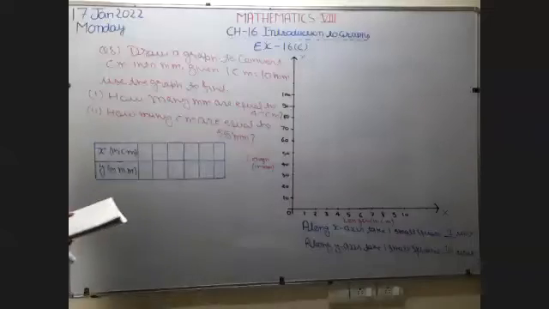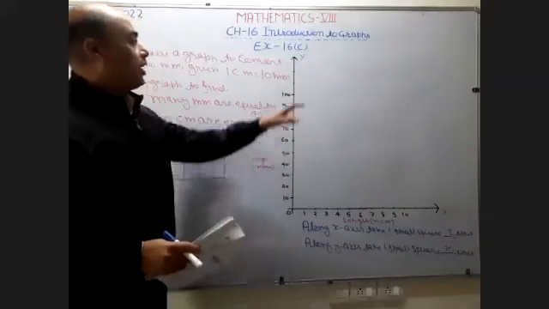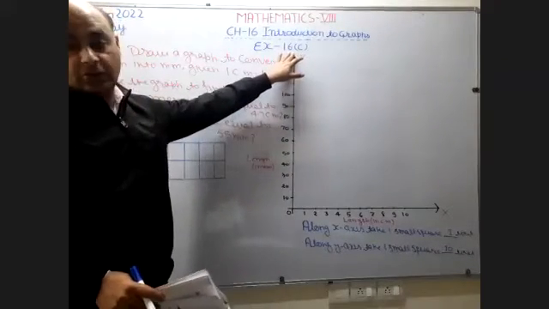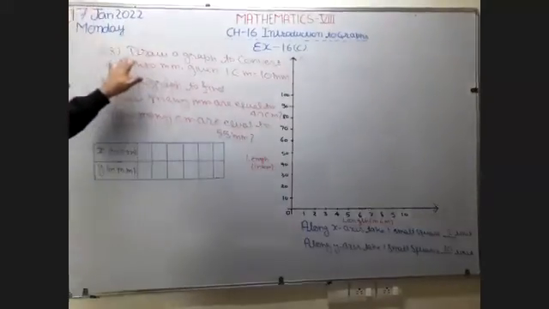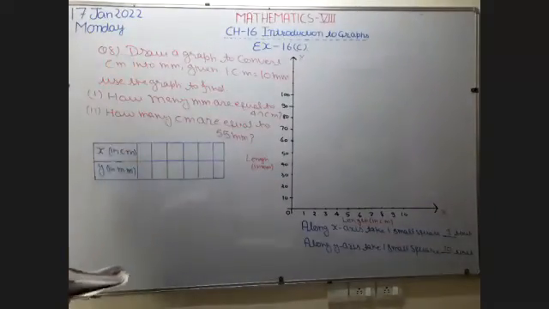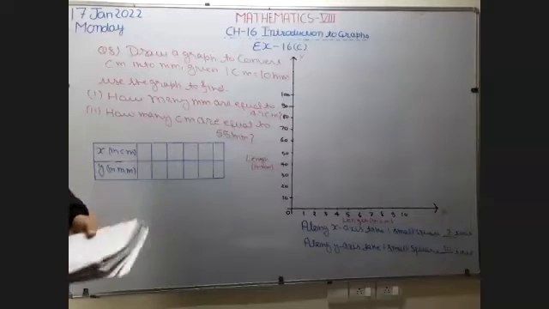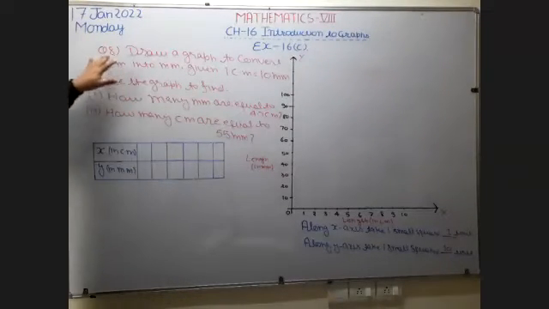Start with question number 8 of exercise 16C. Okay. Today we're going to start exercise 16C from question number 8. Read this question from your book. What is given in this question? Written on the board, question number 8.